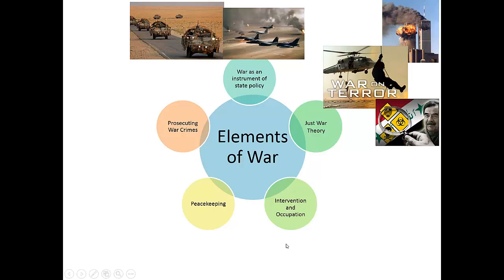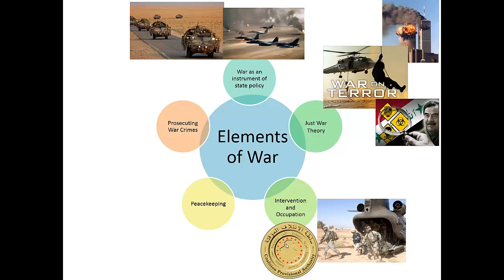Intervention and occupation is something that can happen during war. And so when one state becomes involved in another state's affairs, they are intervening. And there are always implications here for sovereignty. Often these interventions can also lead to occupation. In this case, a foreign state will occupy another state for a period of time.